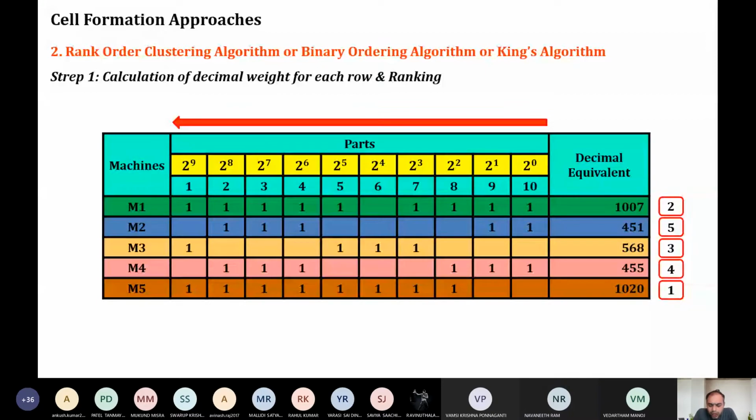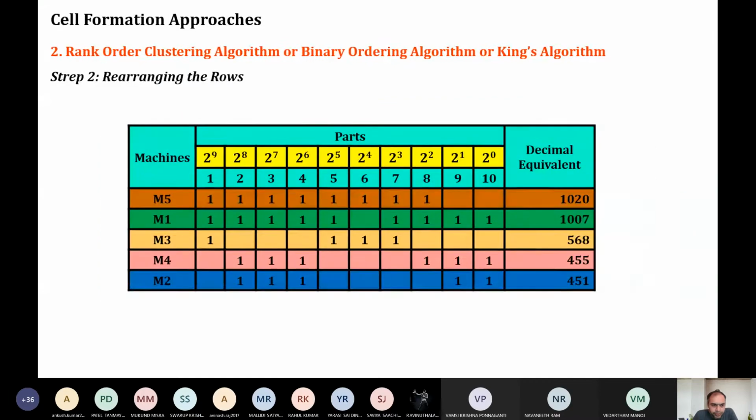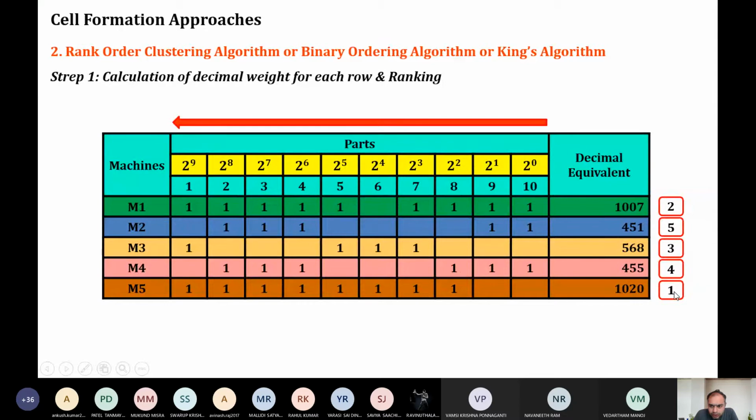I told you we are going to rearrange this based upon the decimal values, from the higher value to the lower value. So I arranged the machines depending upon the ranking you gave. Machine number 5 will be the first one, then machine number 1, machine number 3, machine number 4, and machine number 2.